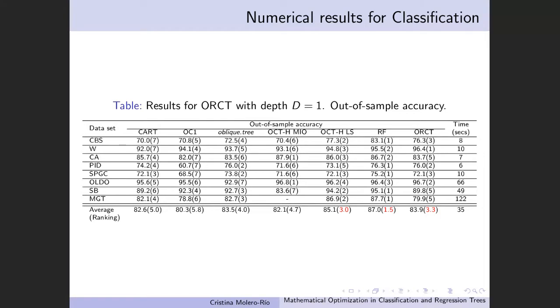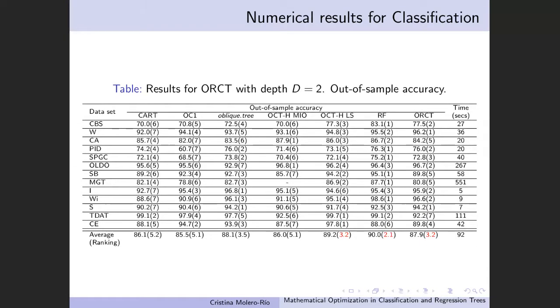And regarding your question, you can see the average of CART, which is 82.6, and ours, which is in the end 83.9. When we go to depth 2, we also have a difference in accuracy. And in depth 3, we have up to 2%. Well, you know that CART is a very fast method, so they are on the order of seconds, but if you look at the last column, we also take more time, but it's not that bad.